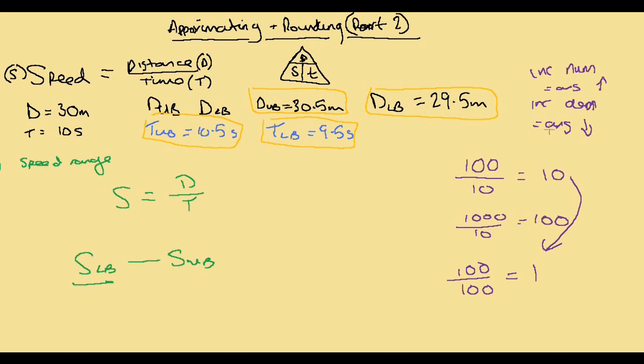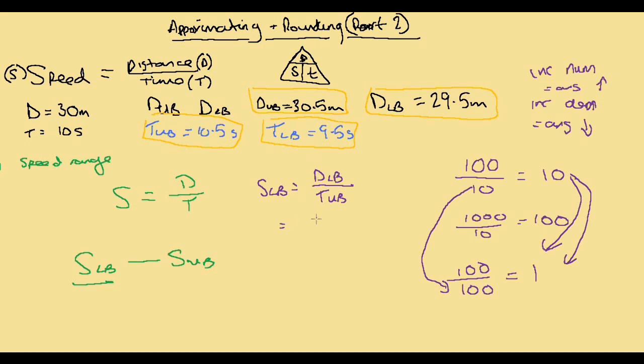So actually, to get the lowest possible value, the lower bound of the speed, would mean that the distance would need to be at its lowest possible value. Remember, when the numerator increases in value, the answer gets bigger, so we want the lowest possible value, so we need to have the numerator as small as possible. So that would be the lower bound of the distance. The time, however, would need to be the upper bound, because when we increase the value of the denominator, the actual answer reduces. Remember, this 10 went to the 1 as the denominator increased. So we need the lower bound of the distance and the upper bound of the time.